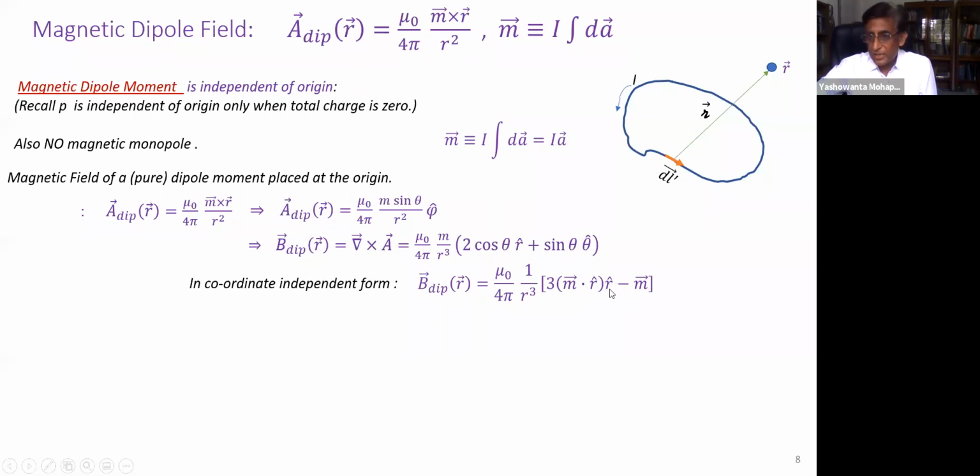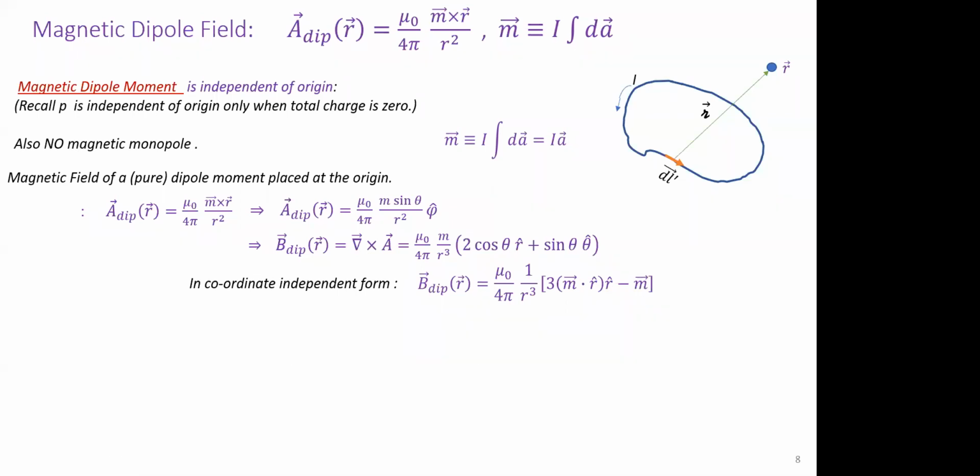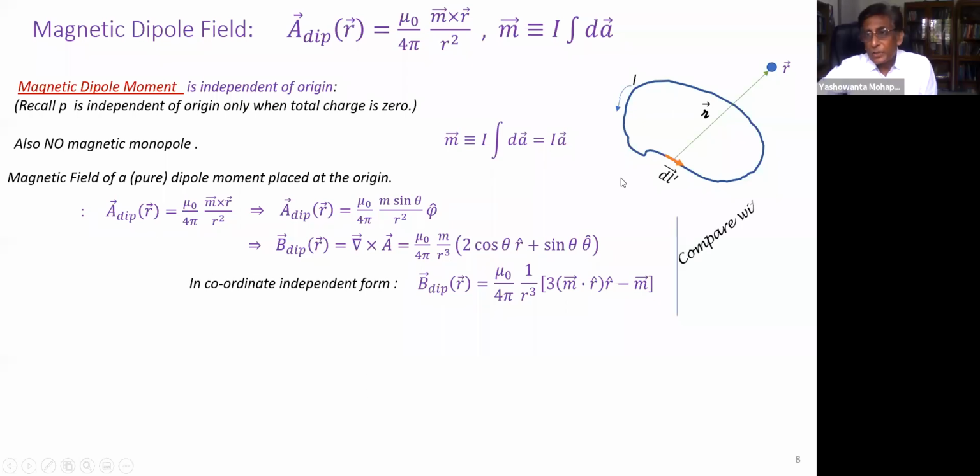So there is a part which is r hat, and there is a part in which it's pointing in the m direction. Now I just asked you to compare with the electric dipole. It's exactly similar except for the 1 by 4 pi epsilon naught here. And this will be p, and this is similar.